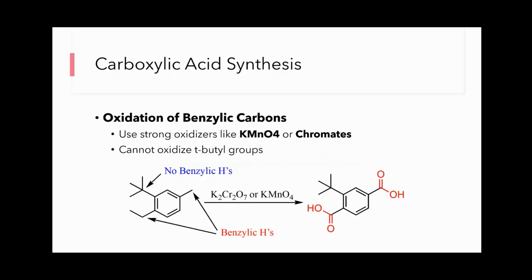So if you have a benzene ring, you can replace any alkyl groups with a carboxylic acid using KMnO4 or a strong chromate like this one. However, it doesn't oxidize t-butyl groups. So if you have something that looks like a T, it's not going to oxidize. It's going to stay as is.